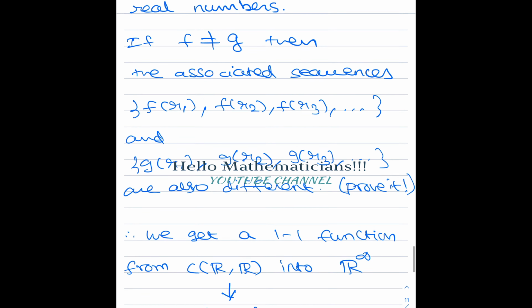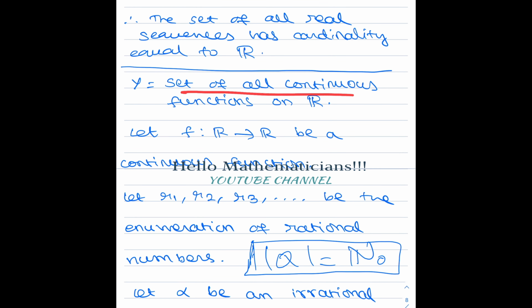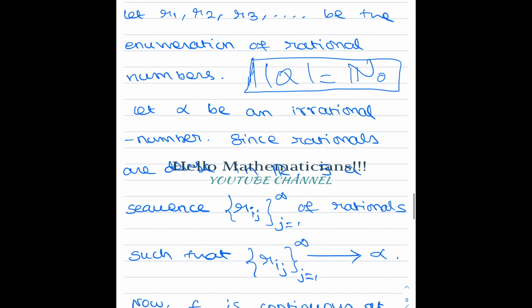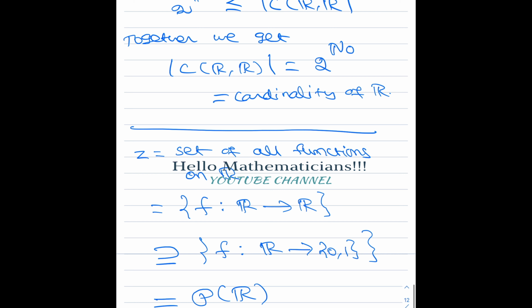C(R, R) is the set of all continuous functions from R to R. That is our given set Y, nothing but our Y. So whatever we have seen so far, all the sets we have encountered have the same cardinality as R.